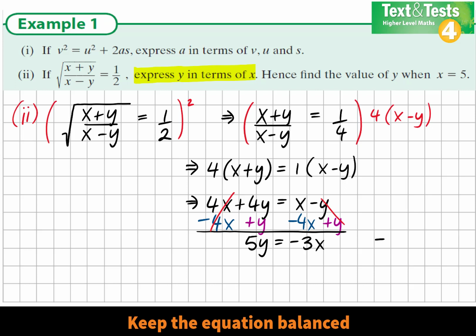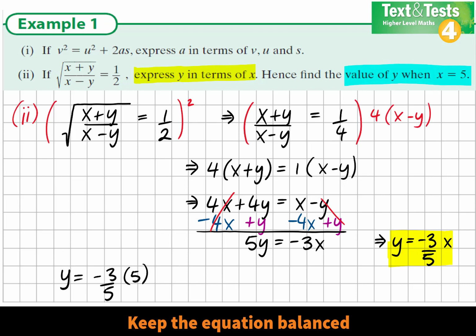So we want y in terms of x. So if I divide both sides by 5, we'll end up with y is equal to negative 3x all over 5. And the very last part of the question says, hence find the value of y when x is equal to 5. So we replace x with 5, and we see that y is equal to negative 3 when x is equal to 5.